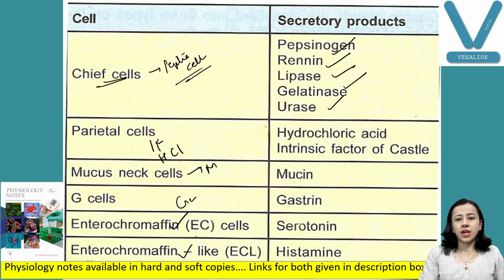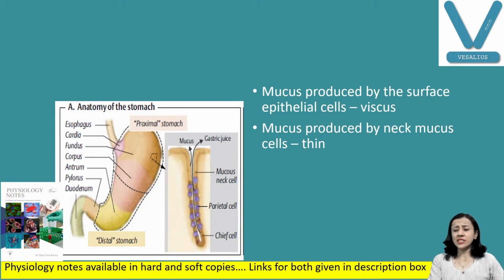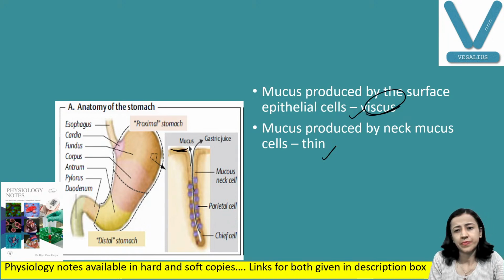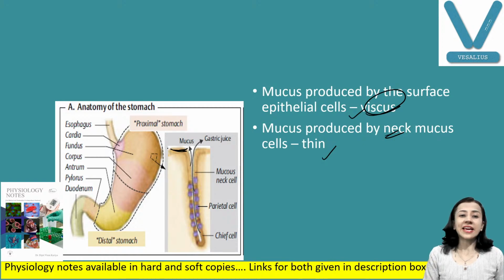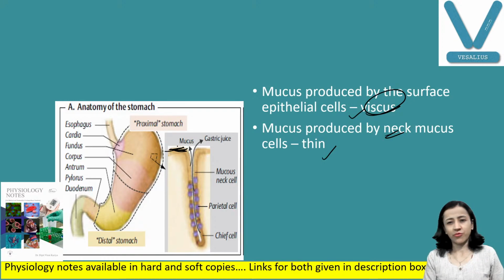Okay, fine. Now, this mucus, mainly two types of mucus are produced. One is mucus produced by surface epithelial cells. This is viscous mucus. Another mucus is produced by mucus neck cells. This is thin. This is a very important part of the secretion, because mucus protects your gastric mucosa. Otherwise, what happens? Your digestive juice, your HCl, destroys our gastric mucosa.